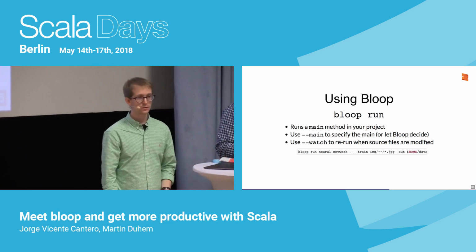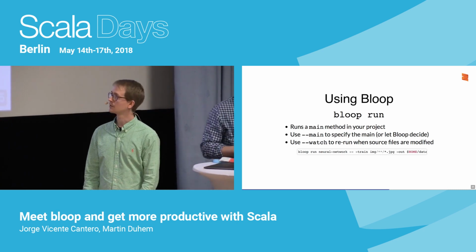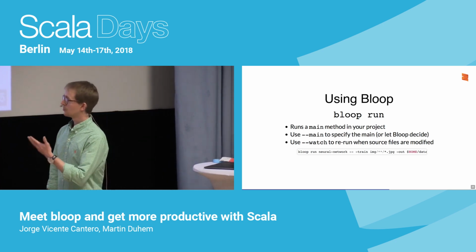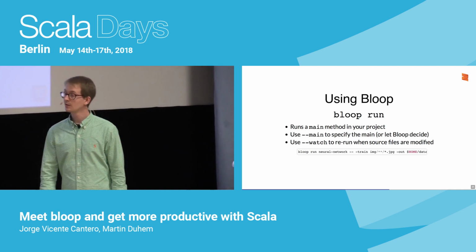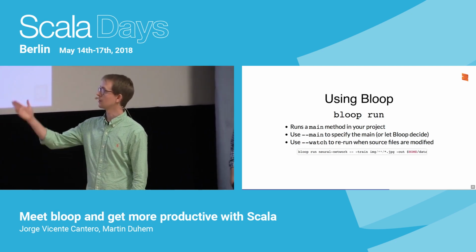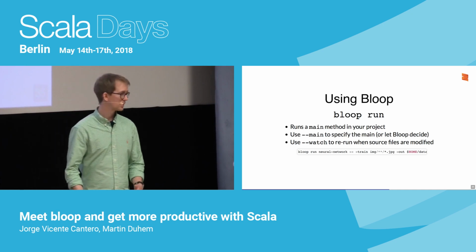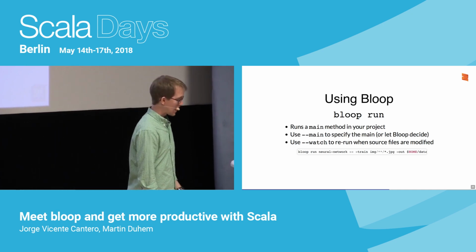Also, we have bloop run, which will run the main classes of the project. Also, it supports watch. A nice example here is that you can use your shell and the shell expansion to, for instance, find all the images to train the neural network on, write the data to some variable that is expanded by your shell for you.